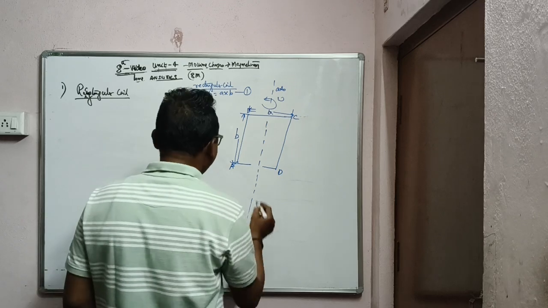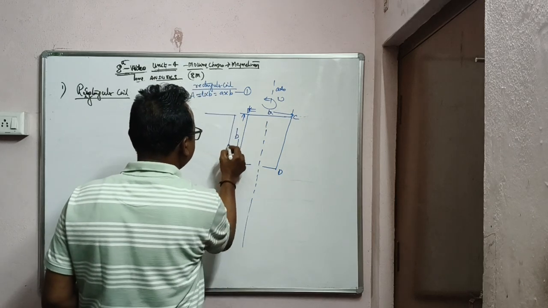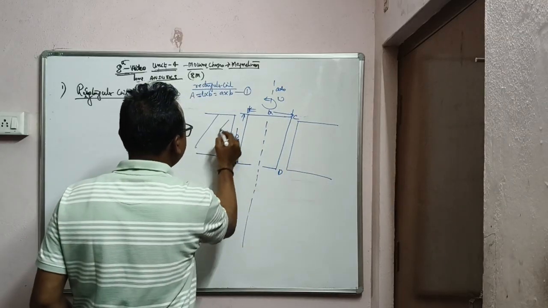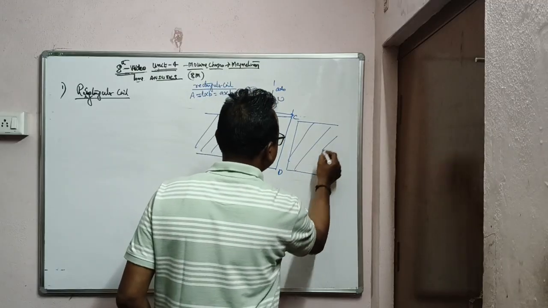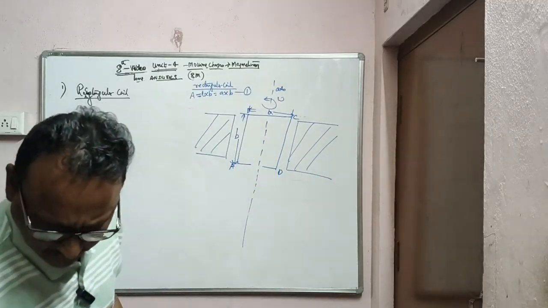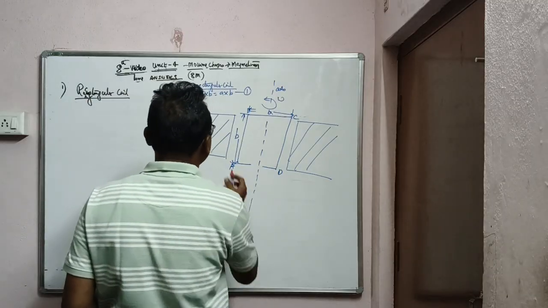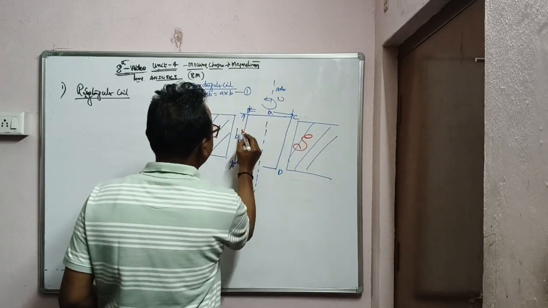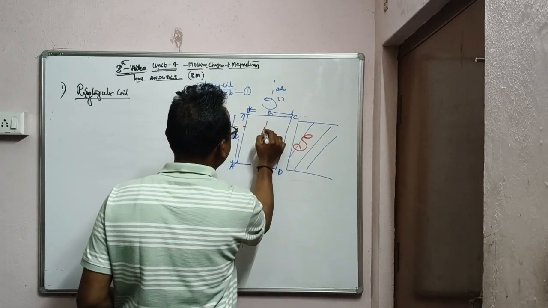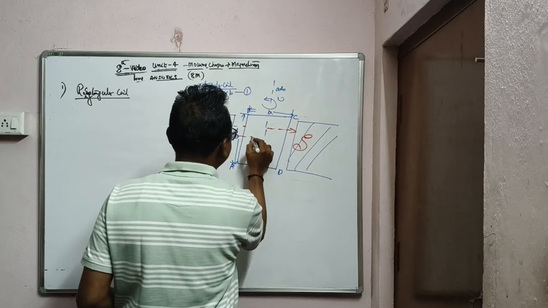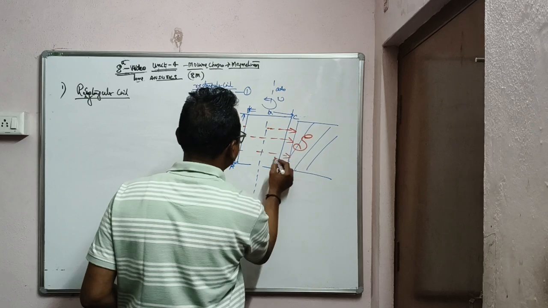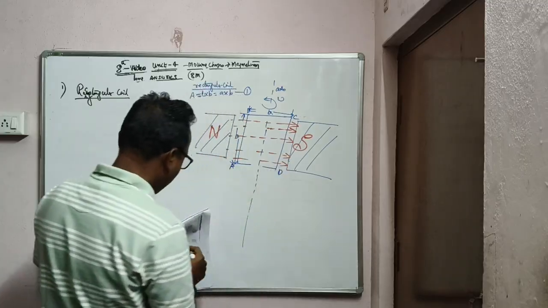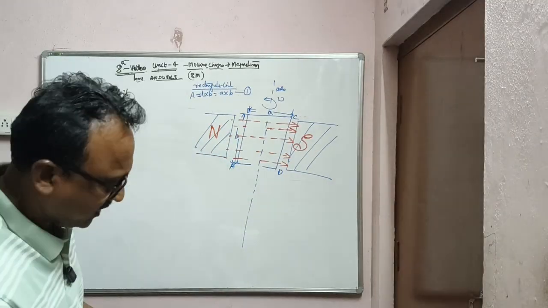Now this is kept in strong magnetic poles, that is North Pole and South Pole. I will use another pen, the red pen. North Pole and South Pole. So you can see the field is in this direction, from north to south. Okay? Take care of this one because diagrams are also important. Always from north to south the field is coming out.